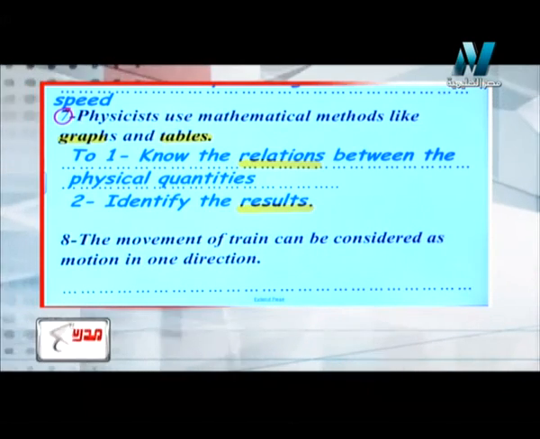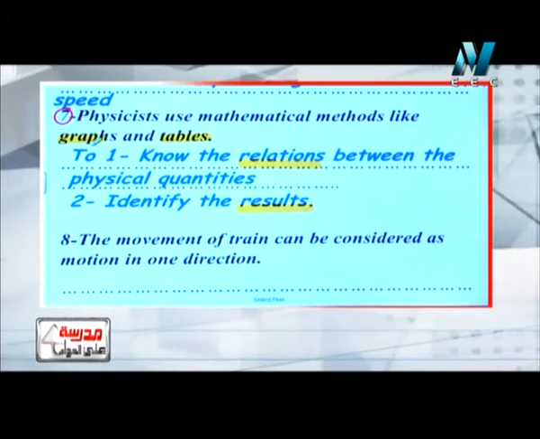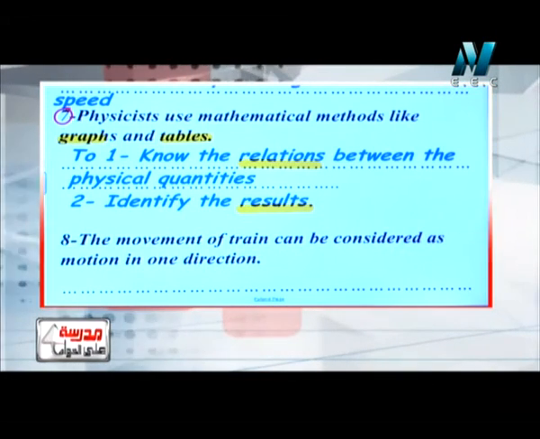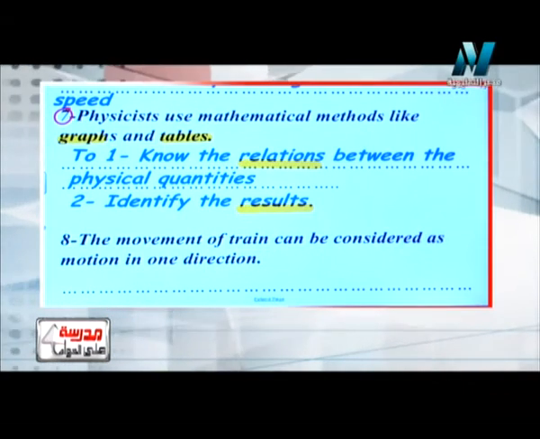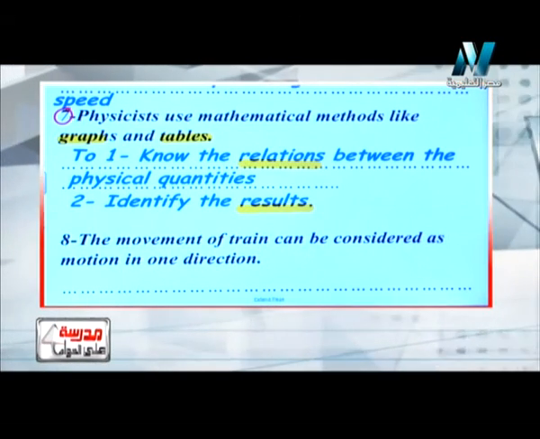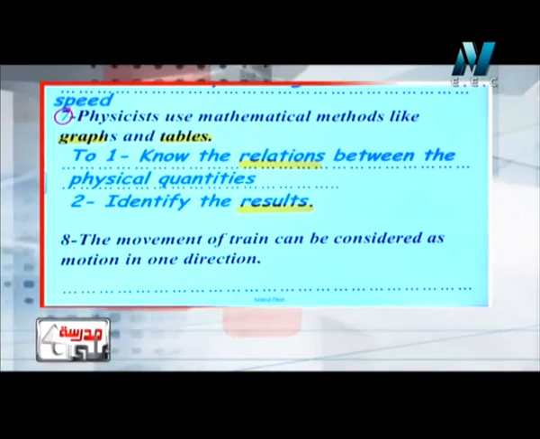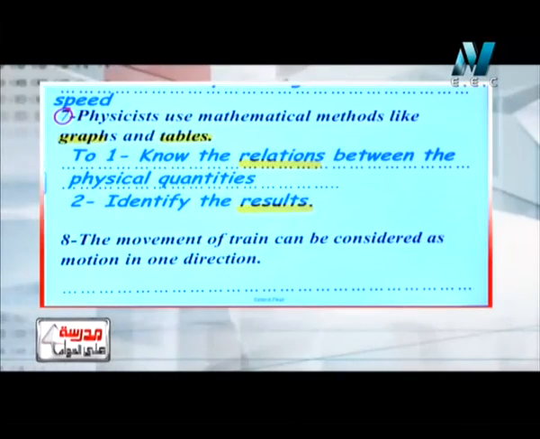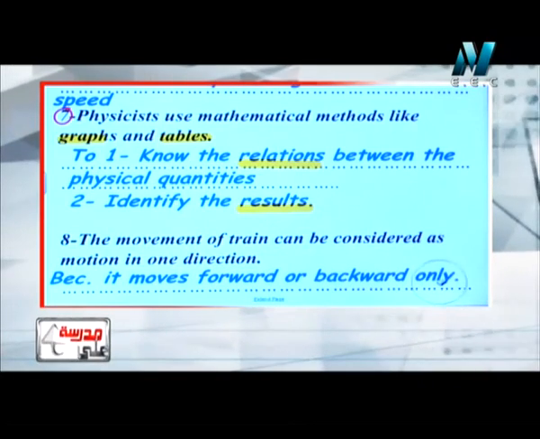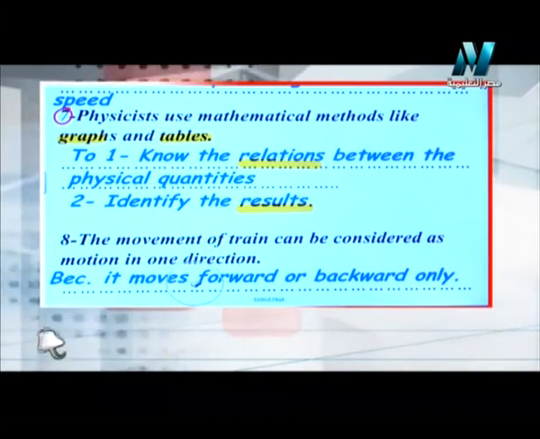Number 8. The movement of a train can be considered as a motion in one direction. The question here is give reason, but Yasser asked me this question as right or wrong. We answer that the train motion is considered a motion in one direction, not in two directions, because the train moves forward or backwards, not upward or downward. يعني القطر بيتحرك للأمام forward or backward only, not upward or downward.